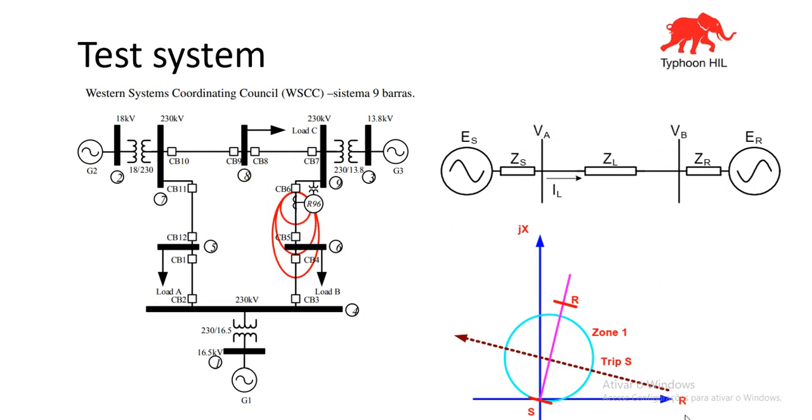So we implemented this test system here. Actually, we implemented the equivalent of the system. So we're going to see an equivalent, a line, and another equivalent here. We are going to study this specific line, the line between bus 9 and bus 6, and we will set a distance relay for this line. We are going to change the frequency of one of the systems, and we're going to see that the apparent impedance is going to enter the trip zone of the relay and may result in an unwanted operation.